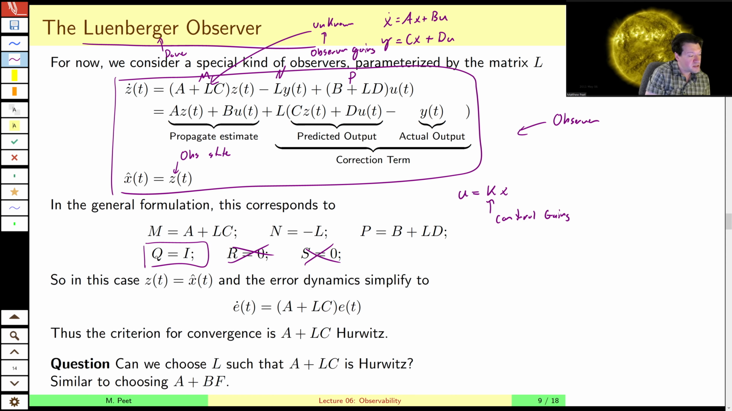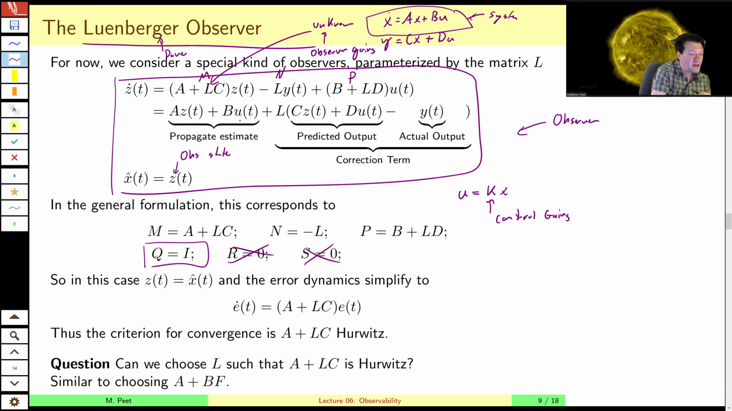So basically, what does this observer look like? This is our estimate of the state. The idea is that the estimate of the state should approximately have the same dynamics as the system itself. If you have an estimate of the state, it should approximately evolve along the same set of dynamics as the system. That's this term here, z dot equals Az plus Bu. That's the update of your estimate of the state.